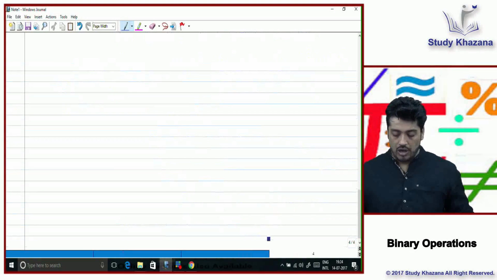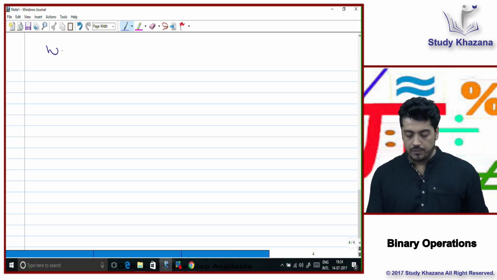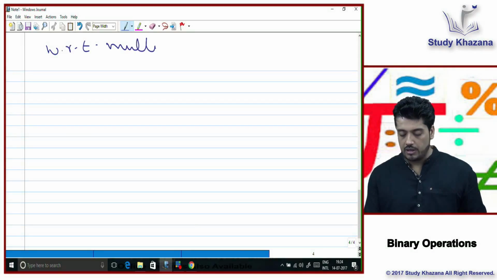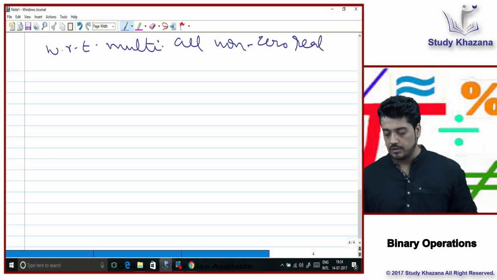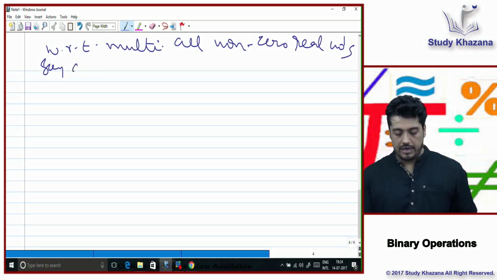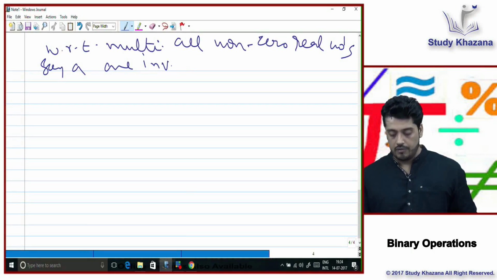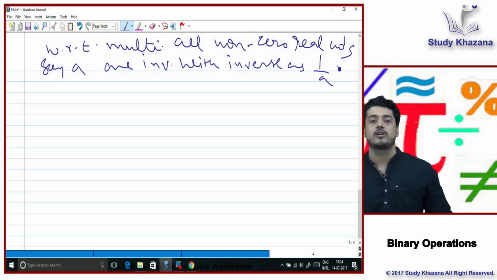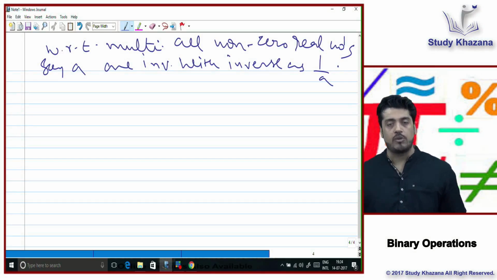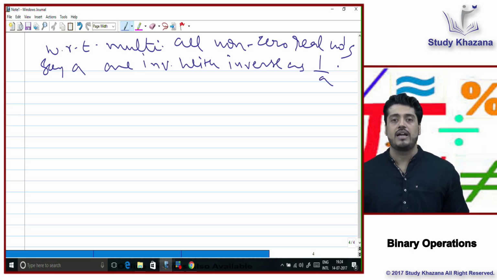So what do you finally conclude? We finally conclude that with respect to multiplication, all non-zero real numbers, say A, are invertible with inverse as 1 by A. This is my final conclusion, that if we take any non-zero real number with respect to multiplication, then that is invertible and the inverse is given by 1 upon A. So you have to be very careful that 0 is one real number which is not invertible with respect to multiplication, whereas if we are considering addition, then it is invertible, because 0 plus 0 is 0, so there is no problem.